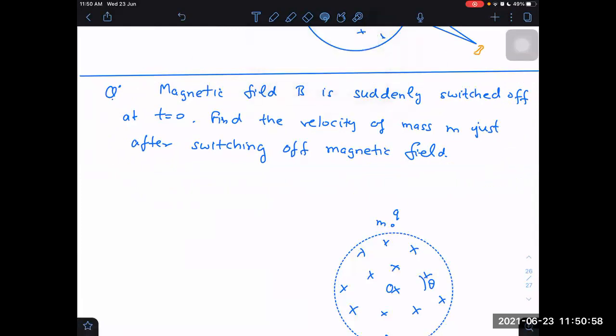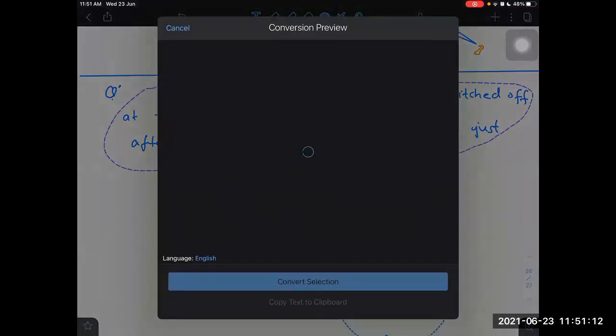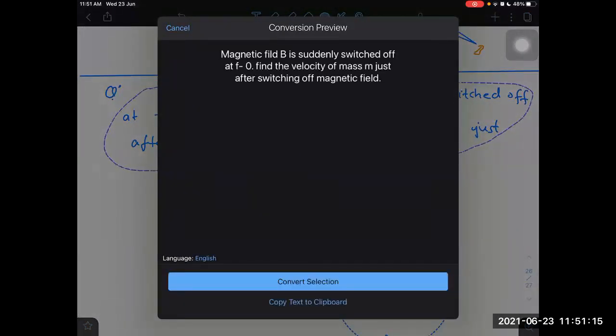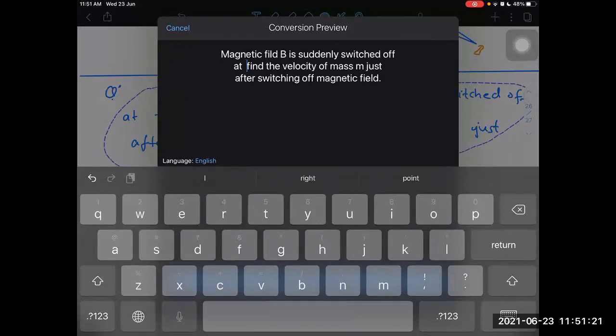So distance of the charge from the center. Hmm? I could not hear what you are saying. The charge is placed at what distance from the center, sir? Oh, I think I should mention that. Sorry. Smaller, take it smaller. Charge is kept at a distance smaller.